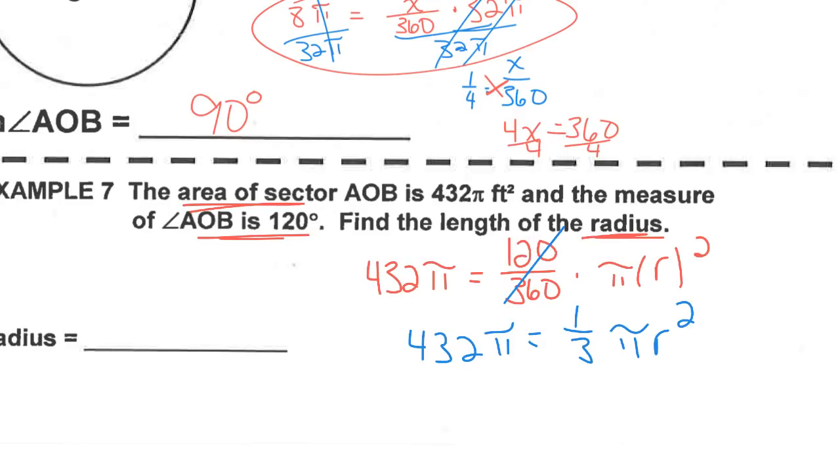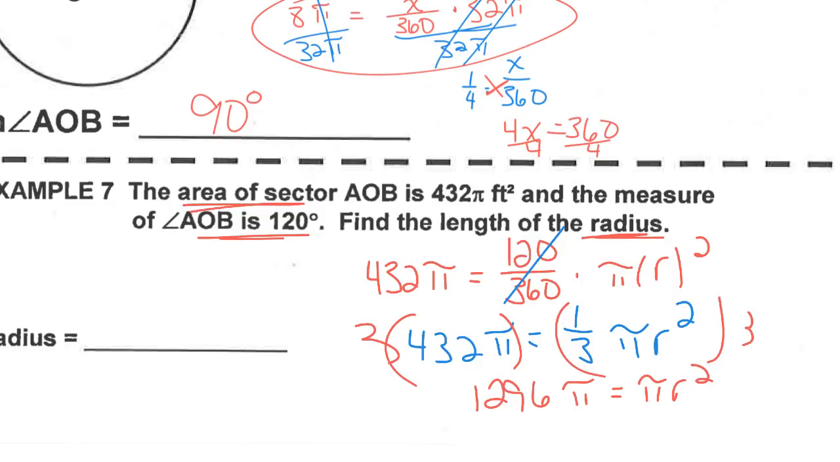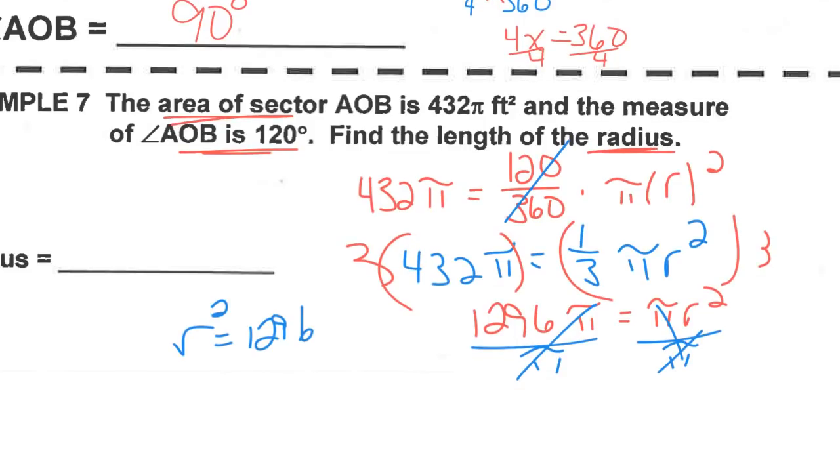I'm going to multiply both sides by 3 so I can get rid of the fraction. Let's see, that's 1296 pi equals pi r squared. And you could have done this in less steps. I'm going to divide by pi. So r squared equals this 1296. And the square root of 1296 is 36. And it looks like it's going to be feet.